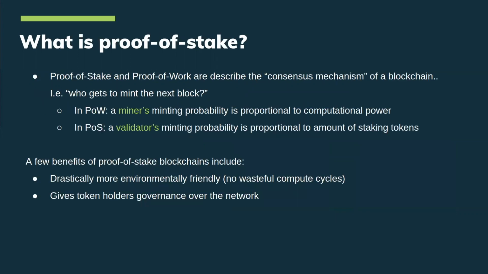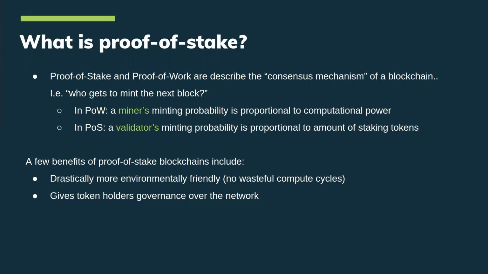Next slide. So another thing that you'll probably hear commonly in the blockchain ecosystem is proof of stake. I think it's worth giving a little bit of context for what this is. Proof of stake and proof of work are two different consensus mechanisms for a blockchain. So they're describing how the different nodes in the network come to alignment on what the next block in the chain should be.